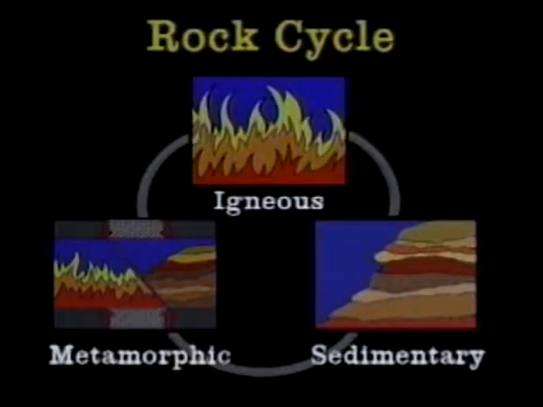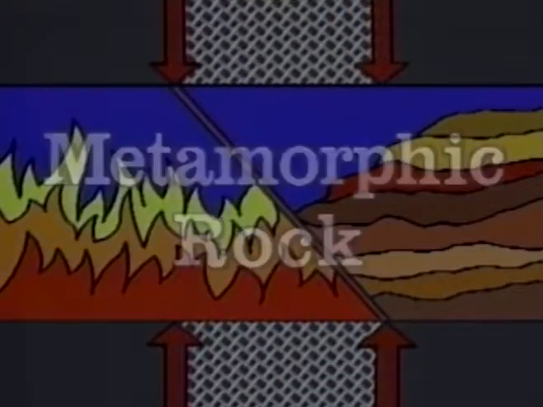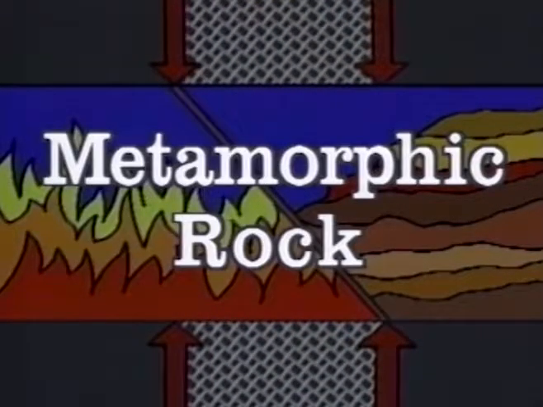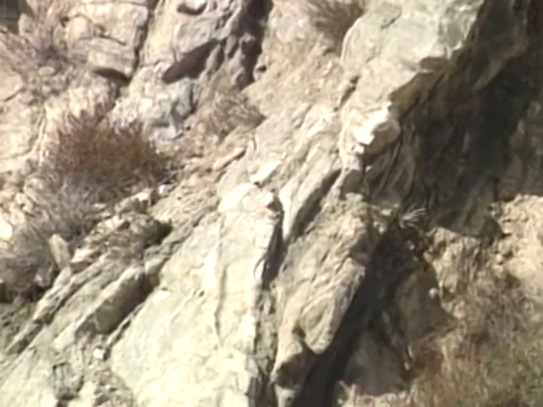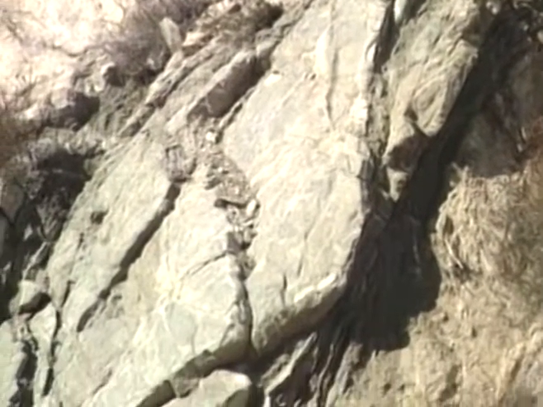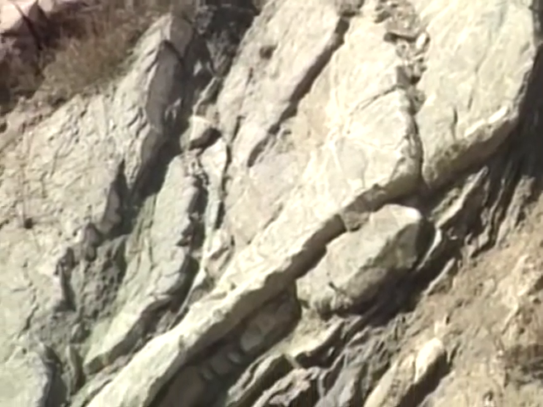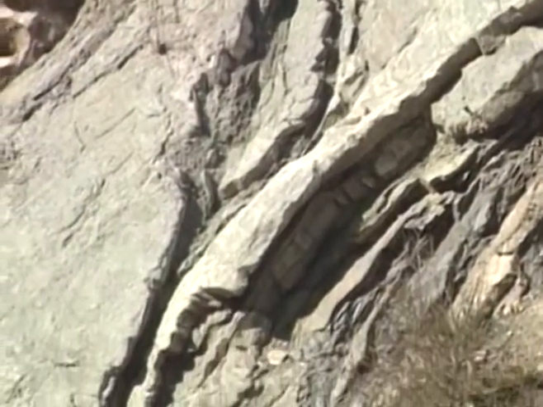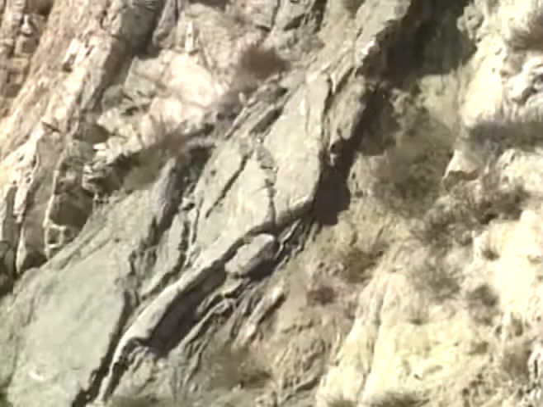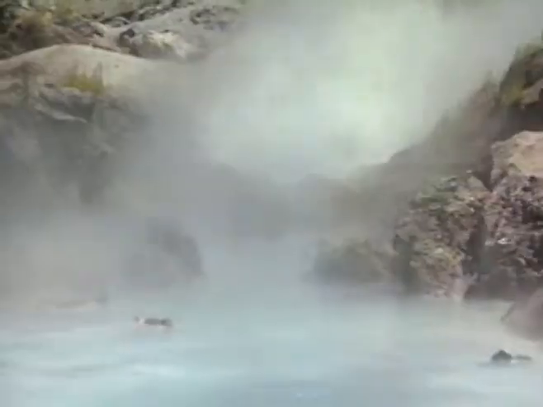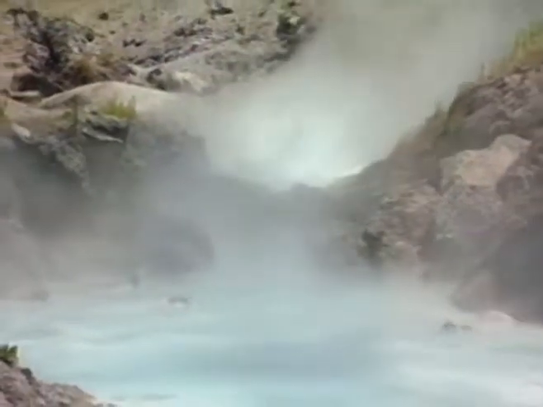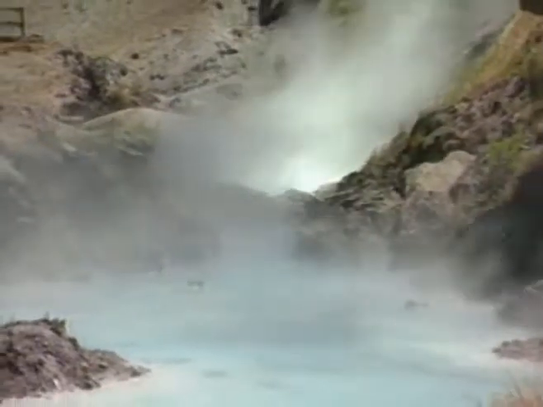The third type of rock is called metamorphic rock. Metamorphic means to change form, and this type of rock is created when either igneous or sedimentary rocks undergo a transformation. But what creates this change? Heat and pressure are the main elements that affect change.